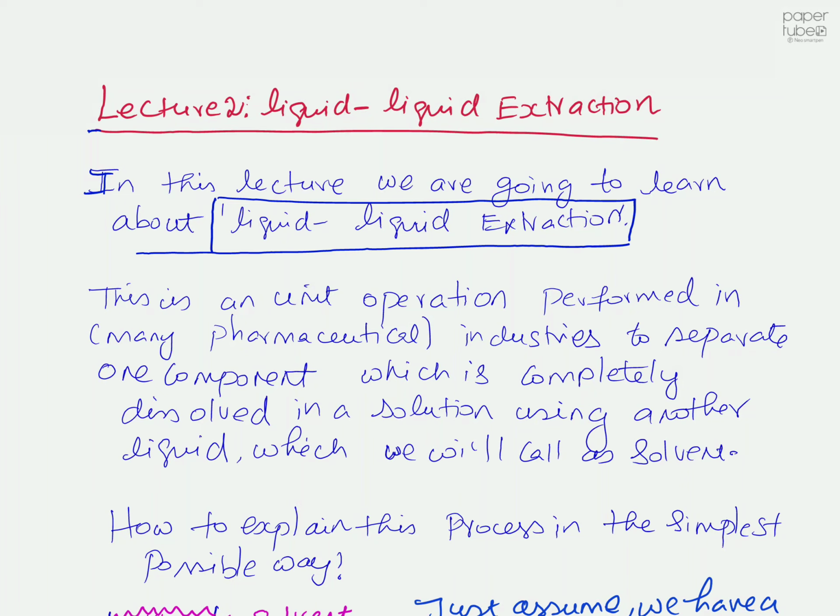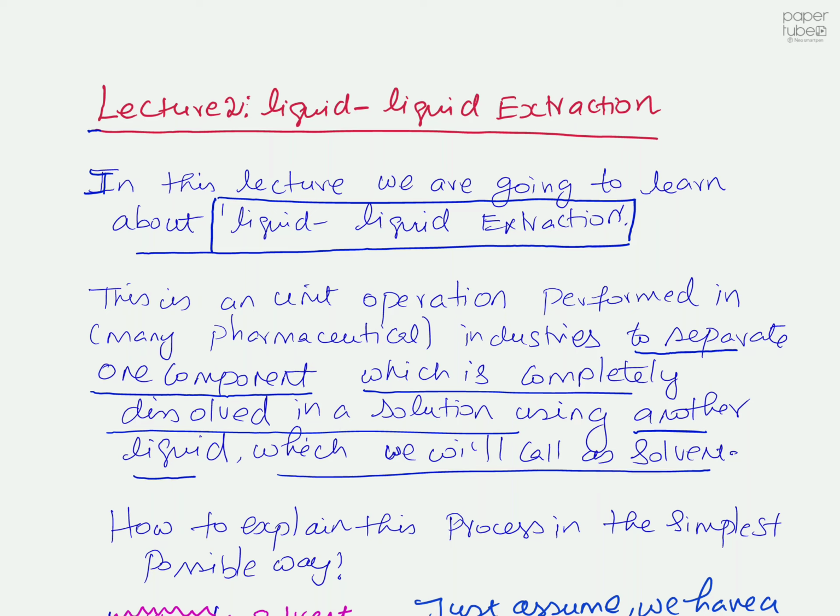If you want, you can call this a unit operation. Almost every pharmaceutical industry relies on this technique. And why do we need to use this technique? The whole idea is to separate one component which is completely dissolved in a solution using another liquid, which we are going to call the solvent.